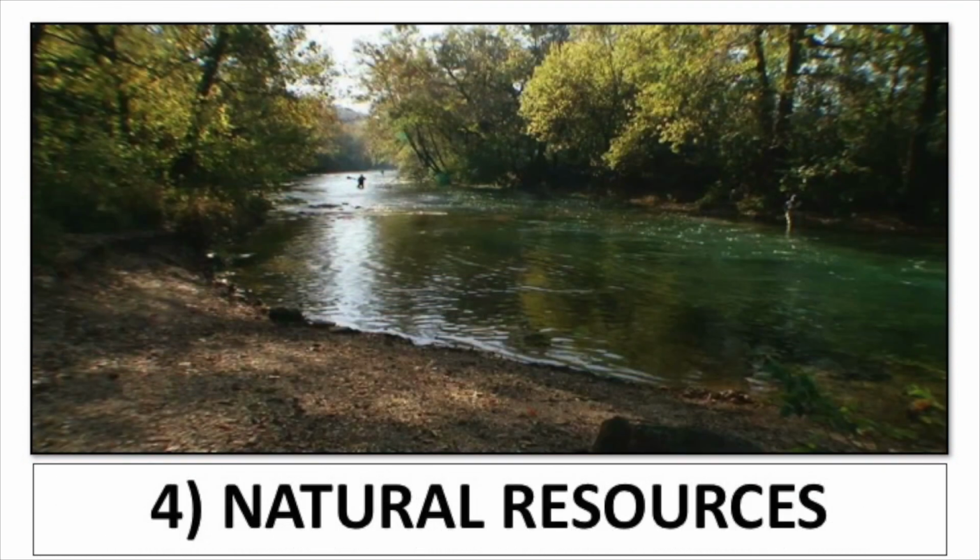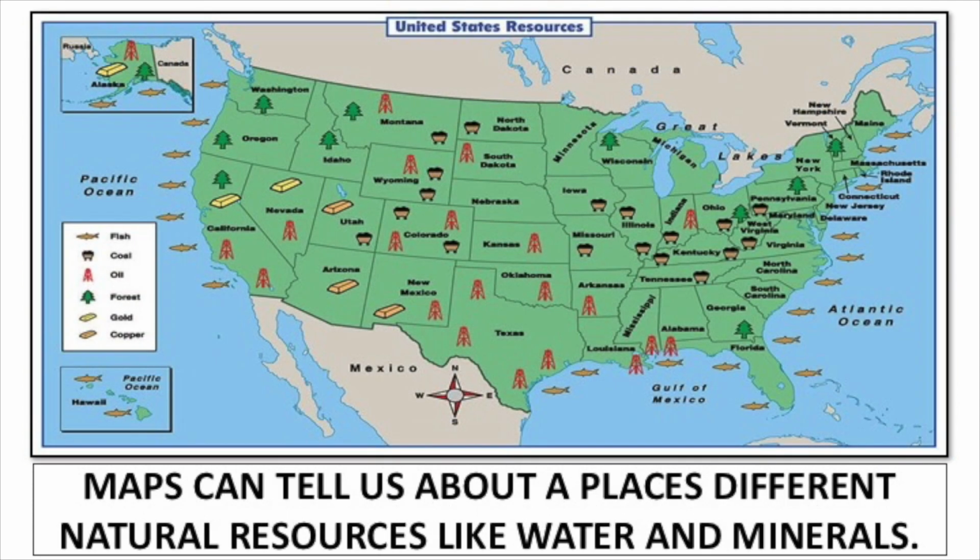Natural resources. So this is what we studied last lesson. Natural resources are the things we can see naturally, such as water, trees, and soil. They are 3 examples of natural resources in this picture. Maps can tell us about a place's different natural resources, like water and fish.